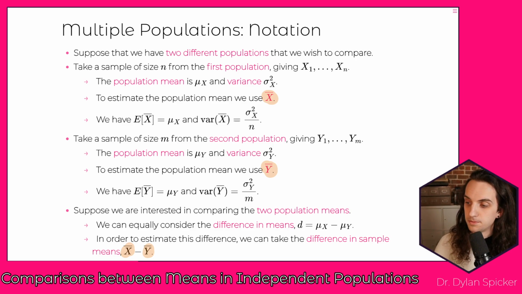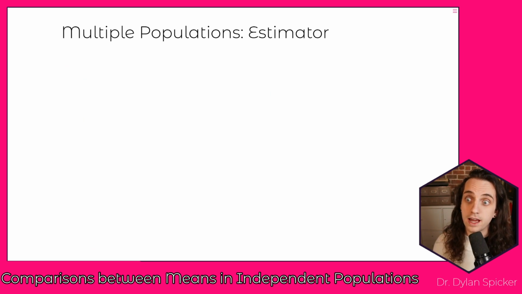Because we know that mu x is estimated well by its sample mean, and mu y is estimated well by its sample mean, if we want to estimate the difference, then we can consider the differences in sample means. If we're taking that as the estimator, and then we want to do statistical inference using that estimator, what we need to understand is the sampling distribution of that estimator.